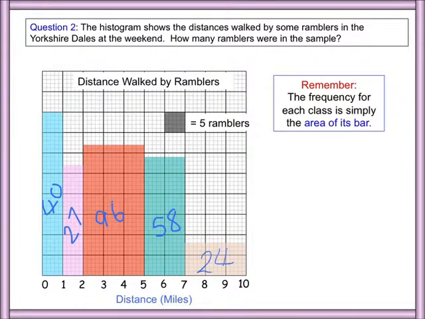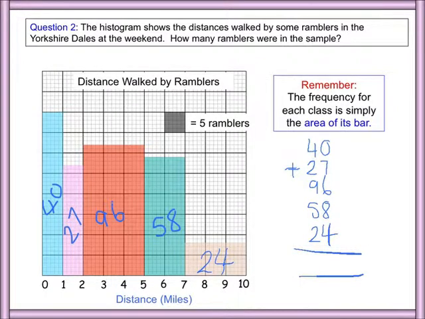And again, if I wanted to answer the original question, how many ramblers were in the sample, I'm just going to write those out and add them all together. 40, add 27, add my 96, add the 58, and add the 24. All together. So 7 add 6 is 13, add 8 is 21, add the 4 is 25, 4 add 2 is 6, add 9 is 15, 20, 22, and then carry the 4 at the bottom is 245. So in total there must be 245 ramblers in that sample.